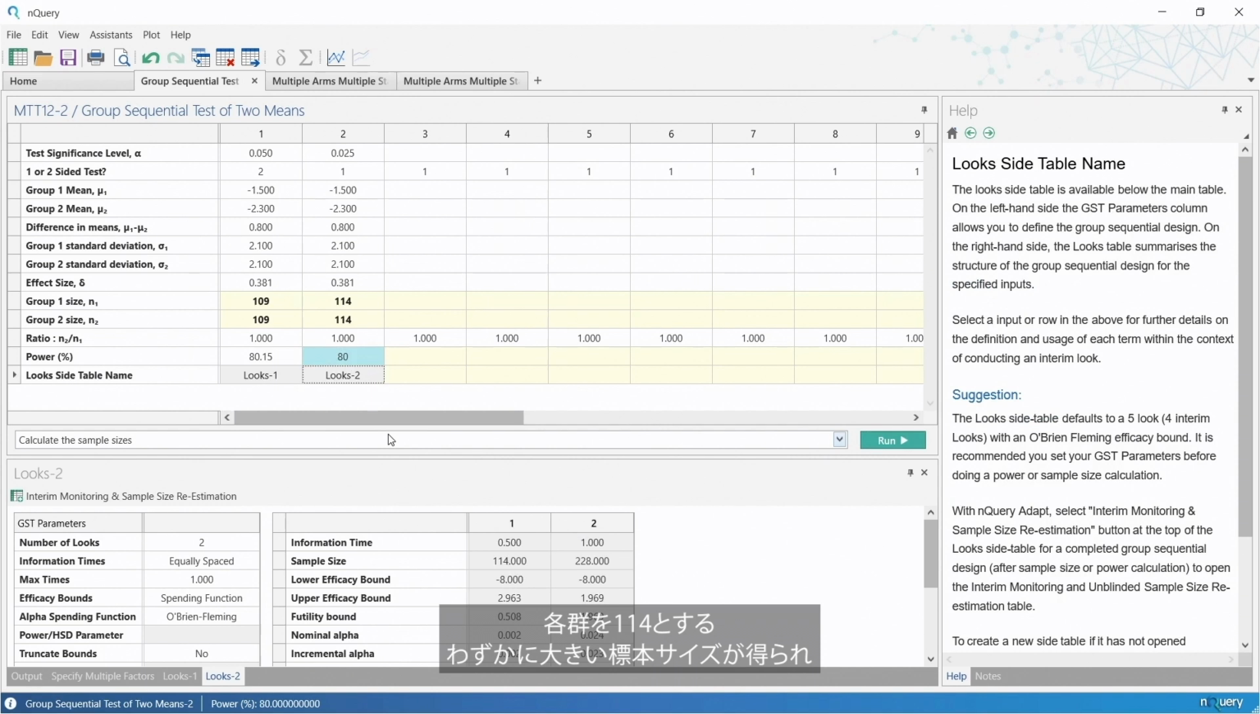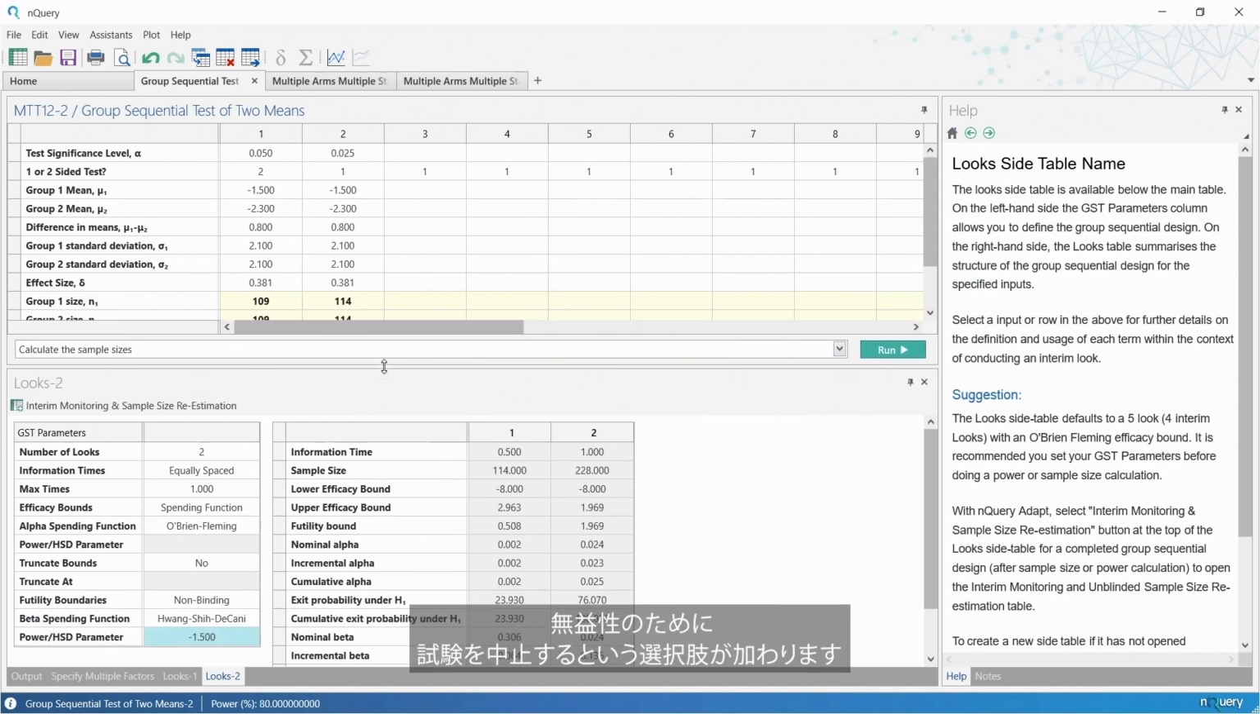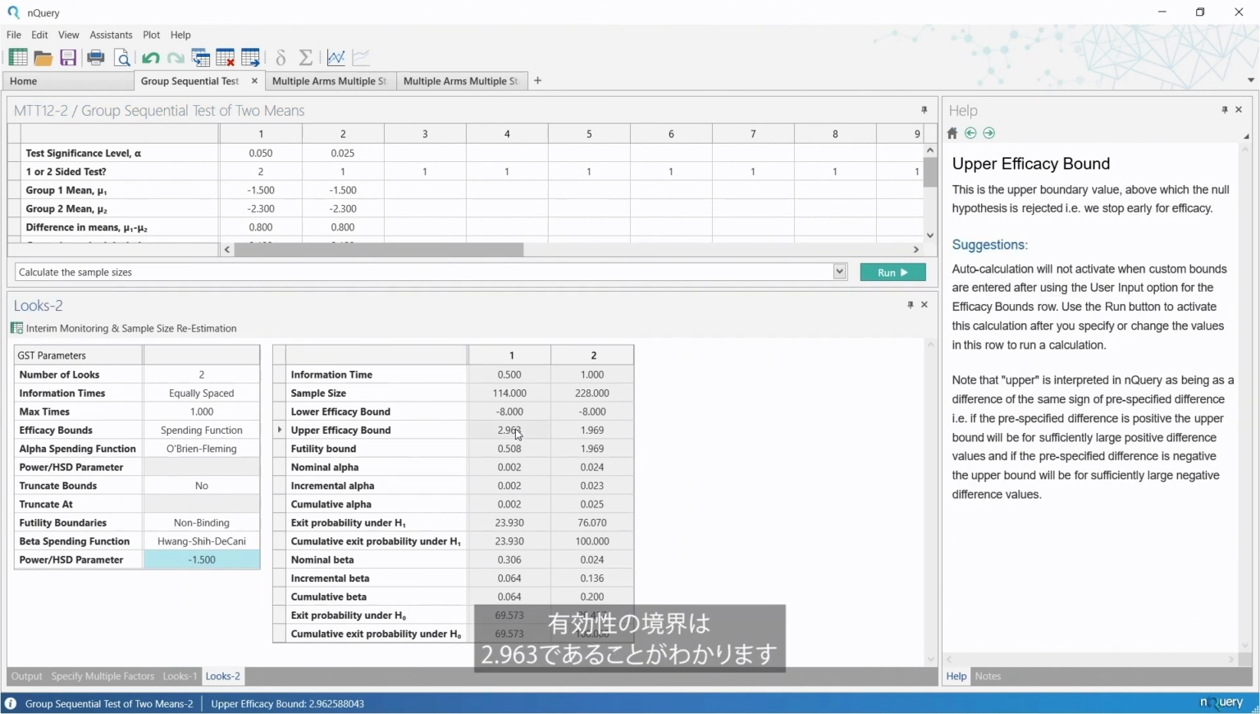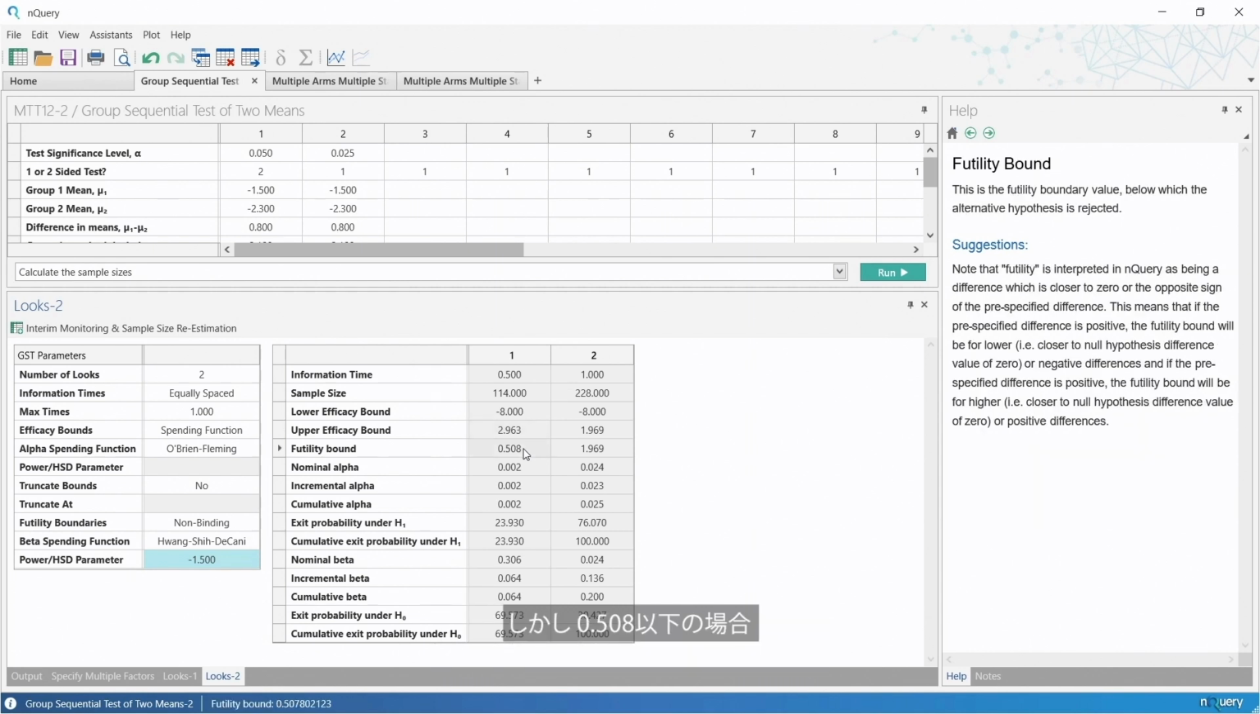And this gives a sample size of 114 per group, which is slightly higher, but we also now have the optionality of stopping our trial for futility. You can see that the efficacy bound is approximately 2.963. This means if the standardized z-statistic at the interim analysis is above 2.963, then we would stop for efficacy. But if it is below 0.508, then we have the option to stop early for futility.